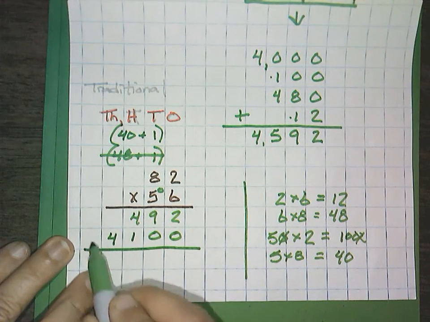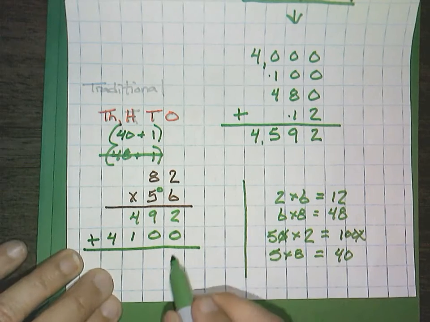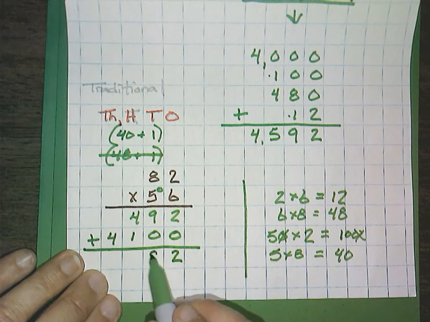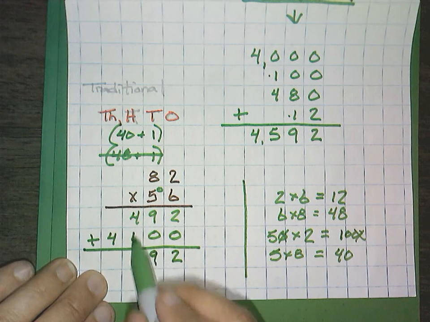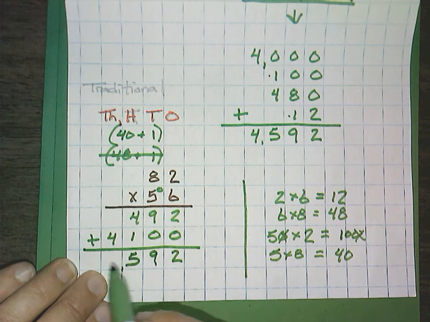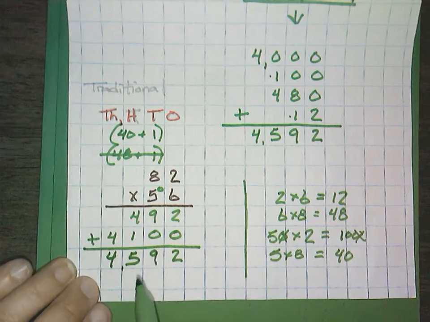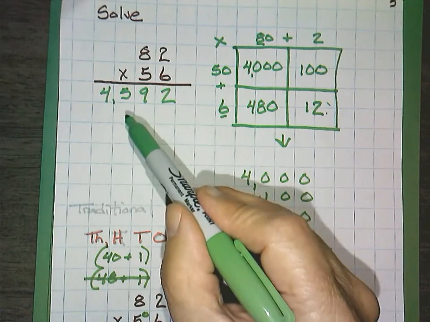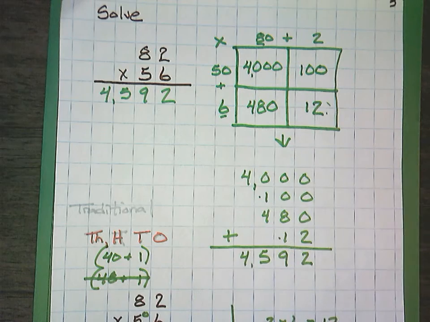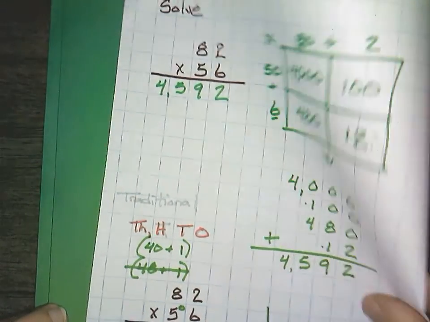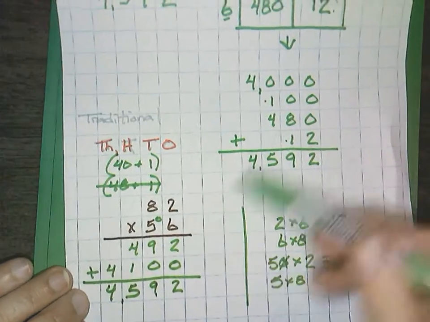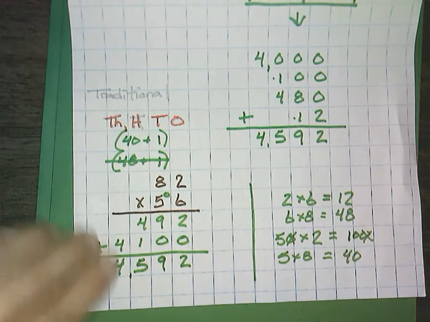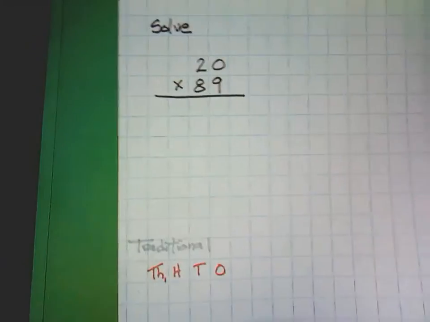And now we add. 2 plus 0 in the ones is 2. 9 plus 0 in the tens is 9. 4 plus 1 in the hundreds is 5. And 4. And notice that our answer of 4,592 is identical to the answer that we got with the area model. The difference is, as you can see, it takes up a lot less space. But again, it's a matter of being able to organize that. Let's try another one.